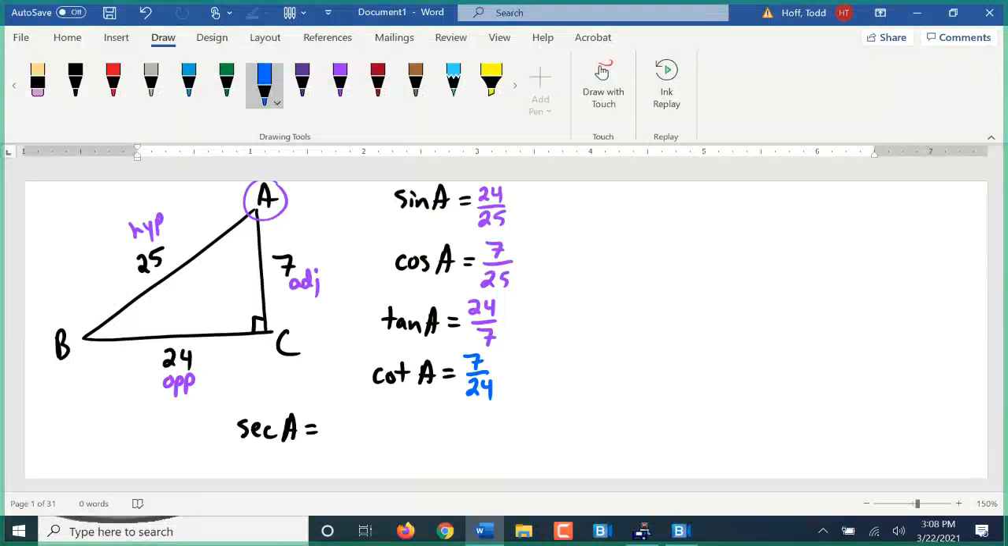Got it. Hypotenuse over adjacent. 25 over 7. 3.571. Cosecant of angle A. Hypotenuse over opposite, or 25 over 24.